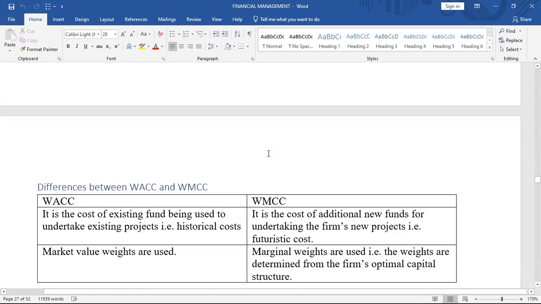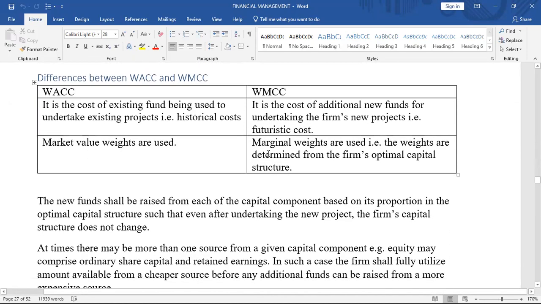So the differences between the WCC and WMCC: the WCC is the cost of existing funds being used to undertake existing projects, which we call historical costs, whereas the WMCC is the cost of the additional new funds for undertaking the firm's new projects, and we look at the futuristic cost. Another difference is that the WCC uses market value weights, but when calculating the WMCC, marginal weights are used. That is, the weights are determined from the firm's optimal capital structure.